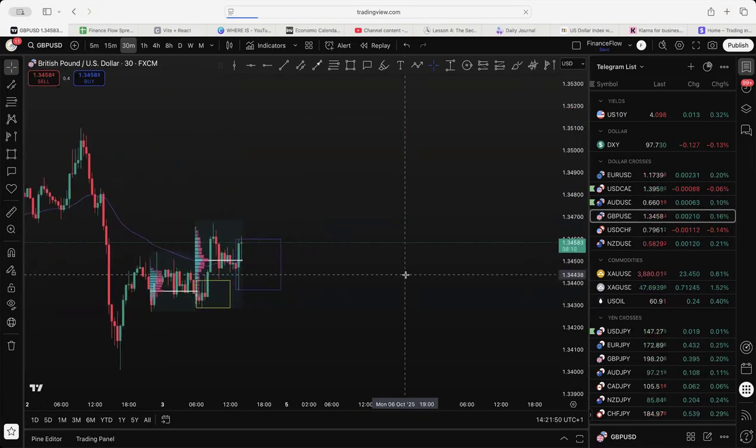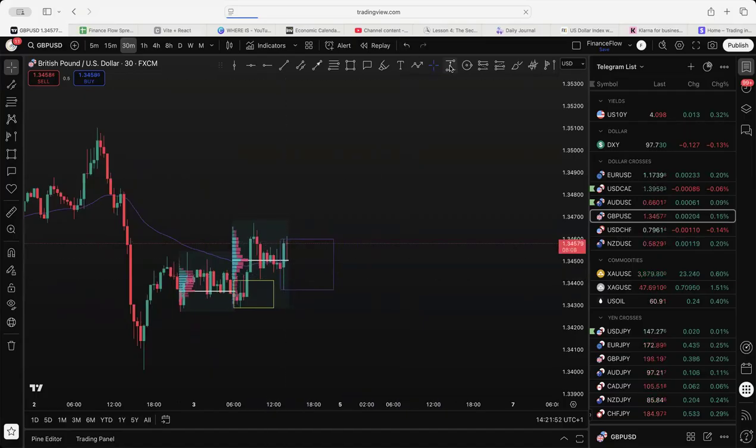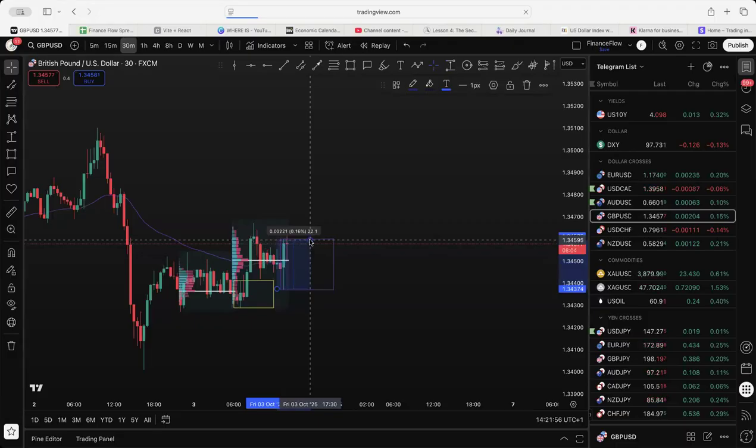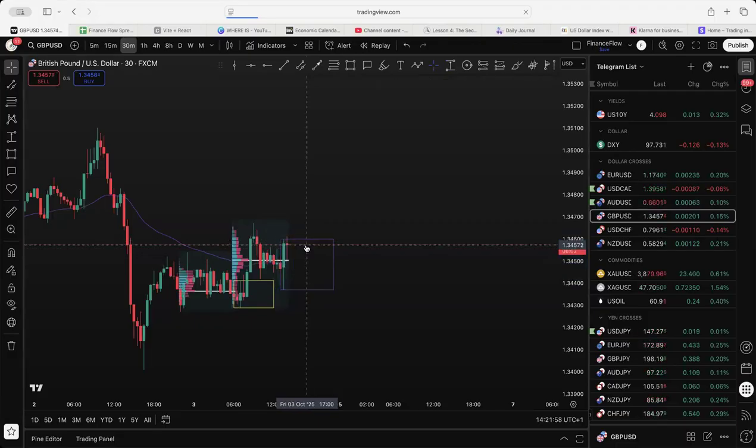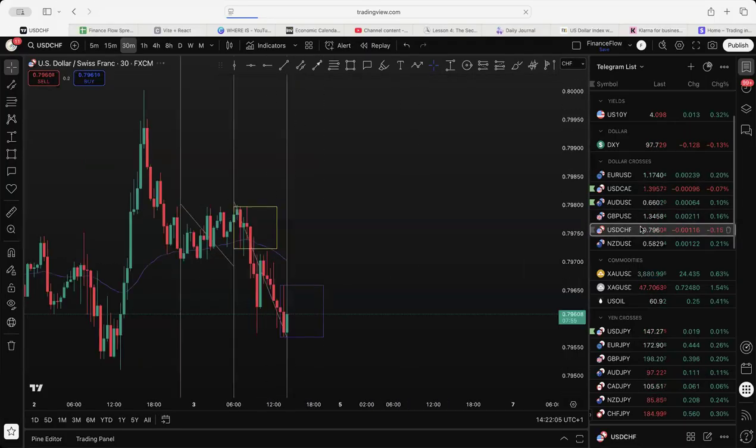GBP USD, I'm going to leave this. My reason for leaving this is look how much it's moved during New York Open. Like 22 pips in half an hour is pretty high. So I'm going to hold off on that one.